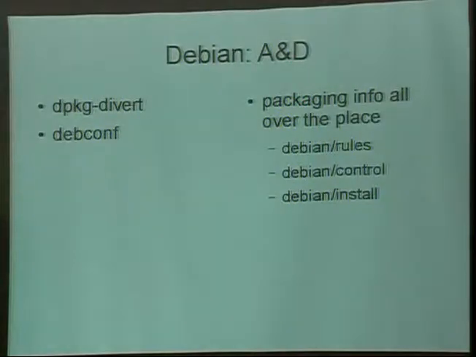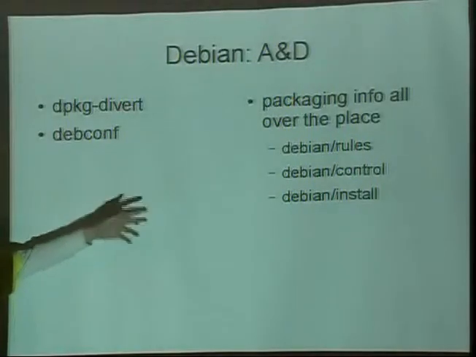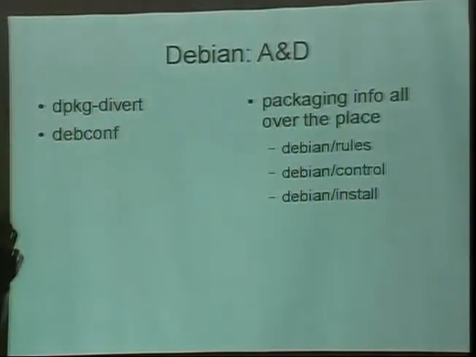The disadvantage, from my point of view, is packaging info is all over the place. I only talked to you about two files, rules and control. There's other files like install, which says copy these files from here to here. There's the Debian Emacs file and a bunch of other files. I think dh_make by default creates like 20 files or something like that.